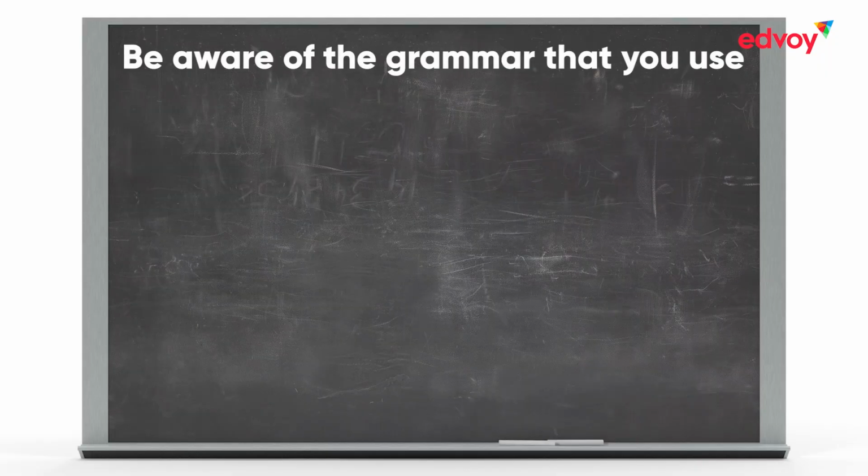Keep in mind that if you're faced with a cyclical process, there is no clear starting point, so you'll have to choose a logical place to start. This means there'll be some sequences that you will not need to use, for example, first, second, or in the end. You'll need to be aware of the grammar that you use.